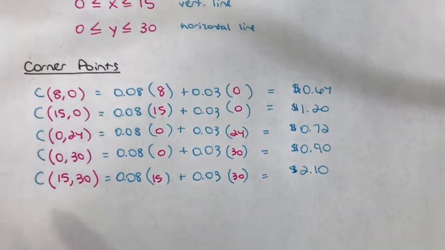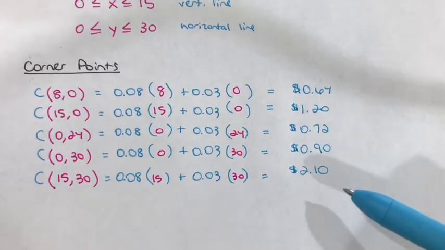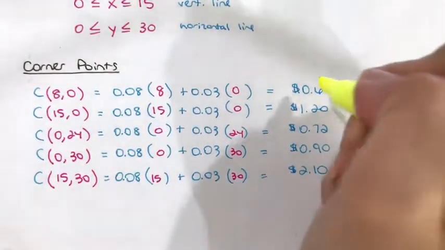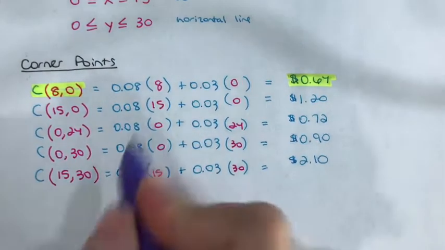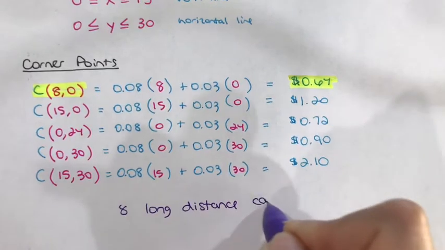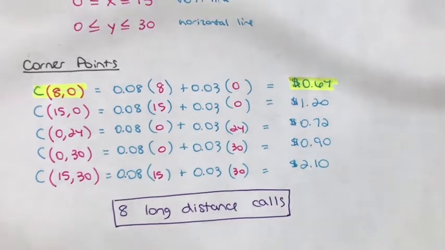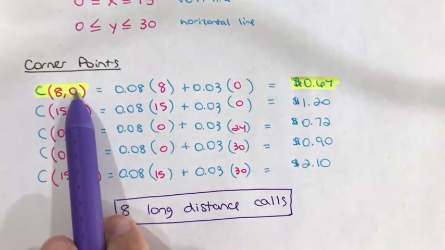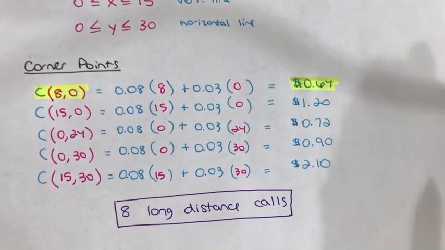Okay, so you'll notice that for each of our 5 intersection points, we found the total cost. Now, if we're talking about minimizing our total cost, the smallest number here would be having only 8 long distance calls. And so that would be our final answer. Notice we have 8 long distance and 0 local. So that would get us the best possible financial situation.